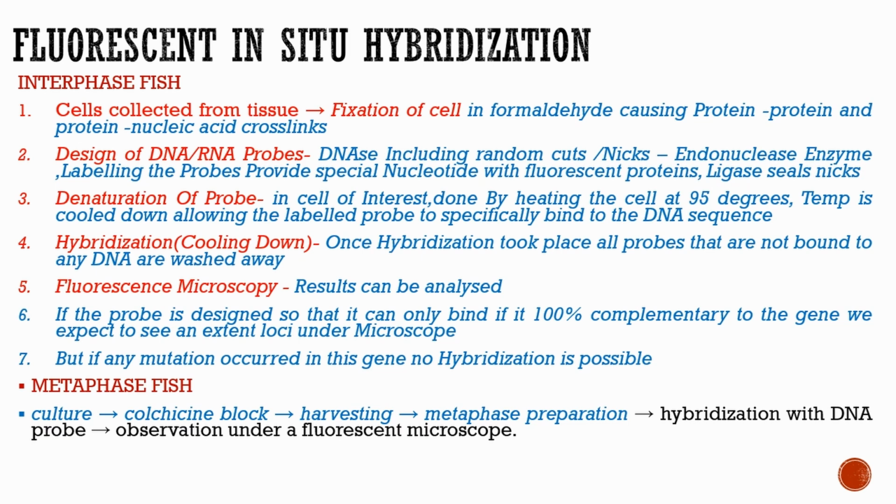Denaturation of the probe is done in the cells of interest. It is done by heating the cells at 95 degrees. The temperature is cooled down, allowing the labeled probe to specifically bind to the DNA sequences. Then comes hybridization, the cooling down method. Once the hybridization has taken place, all probes that are not bound to any DNA are washed away. Fluorescence microscopy results can then be analyzed under the microscope.